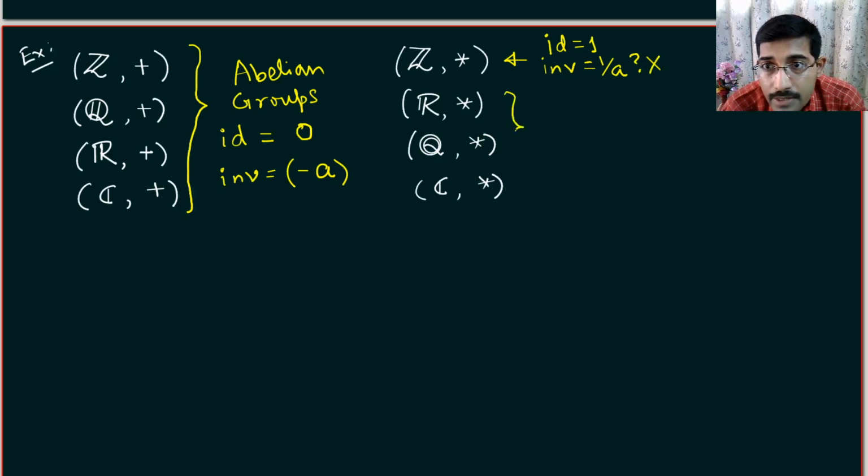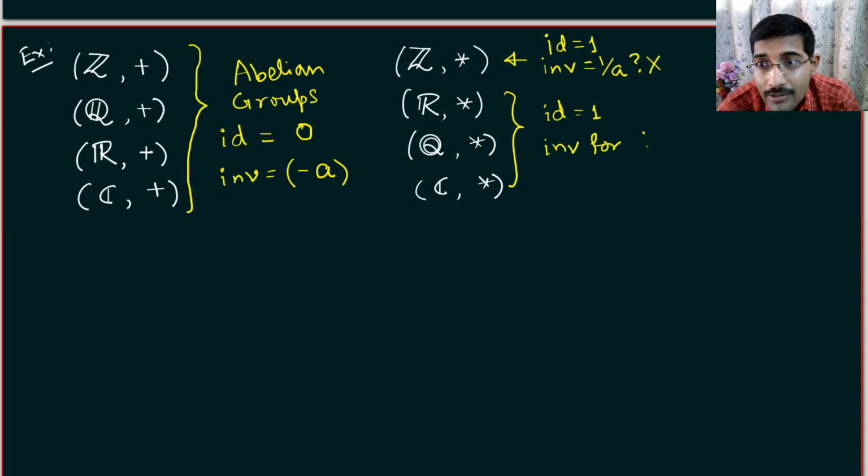Here in these 3 cases, though 1 by A exists for every element, and the identity is 1, the inverse for 0 does not exist, which is 1 by 0 does not exist. So therefore all of these are not groups.